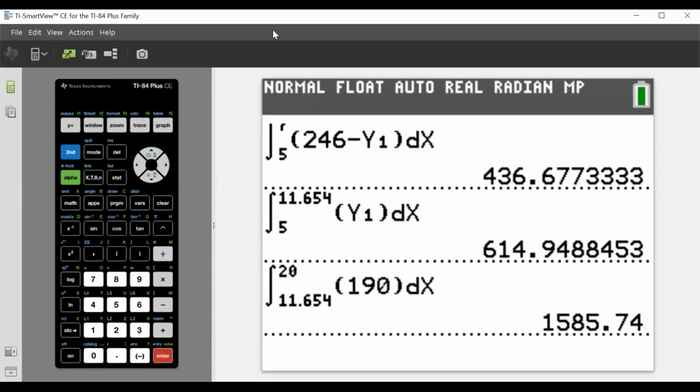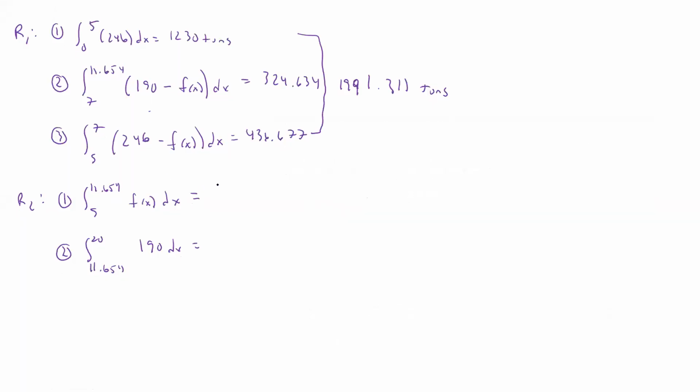So we have 614.949 and then our 1585.74. And we add those two together, which I'll just do on my calculator, 614.949 plus 1585.74. And it says 2200.689 tons.